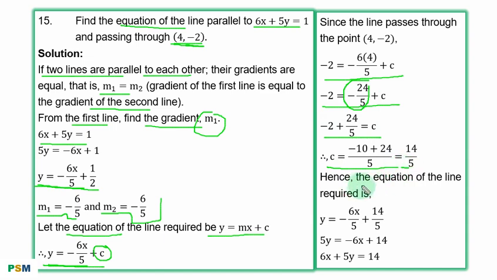Hence, the equation of the line required is coming here. You replace c with 14 over 5. Multiply through by 5 to clear fractions, and you have 6s plus 5y equal to 14. We are trying to express these results like the line given. So the two lines, this and this, are parallel.